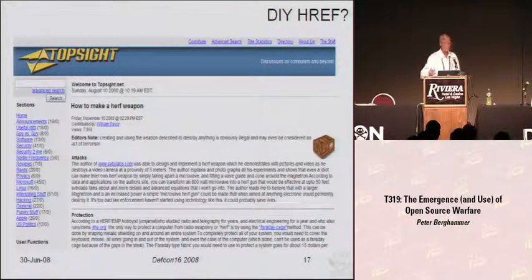This is just yet another example of really good information on how to build a high-energy radio frequency directed weapon. Once again, if you're interested in this stuff, Topside has your information.